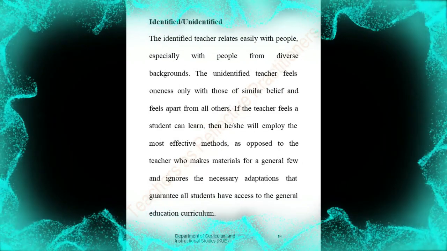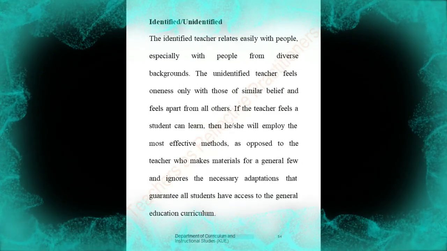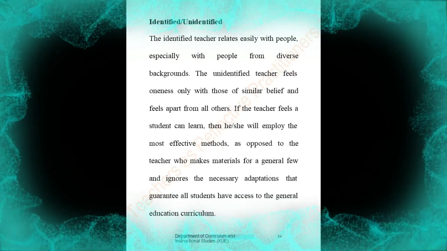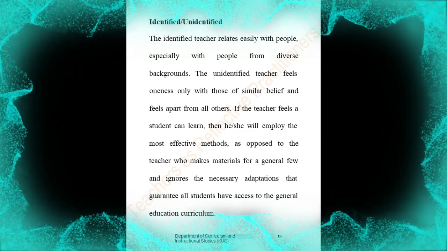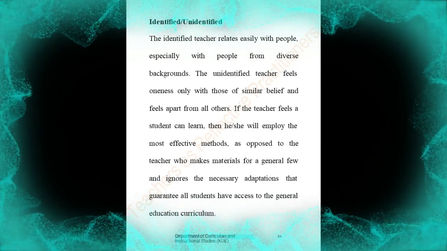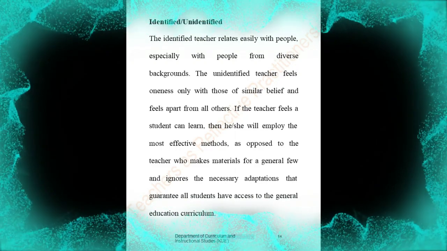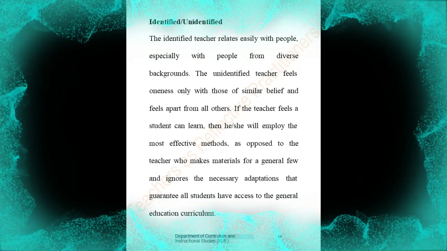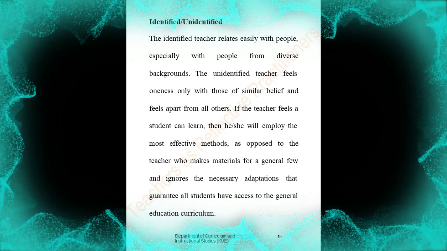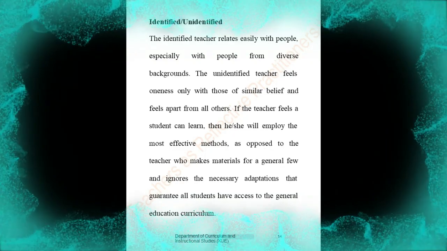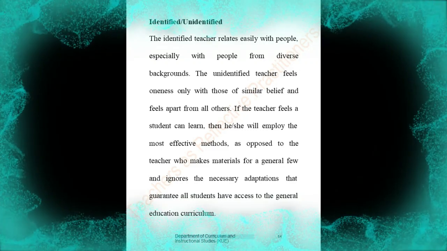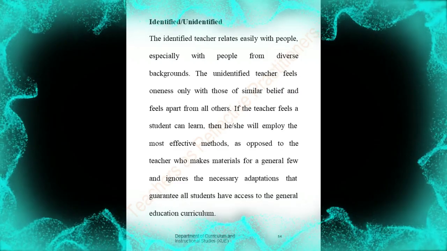Identified and unidentified. The identified teacher relates easily with people, especially with people from diverse backgrounds. The unidentified teacher feels oneness only with those of similar belief and feels apart from all others. If the teacher feels a student can learn, then he/she will employ the most effective methods, as opposed to the teacher who makes materials for a general few and ignores the necessary adaptations that guarantee all students have access to the general education curriculum.